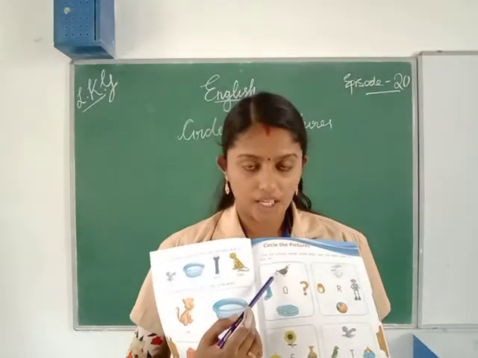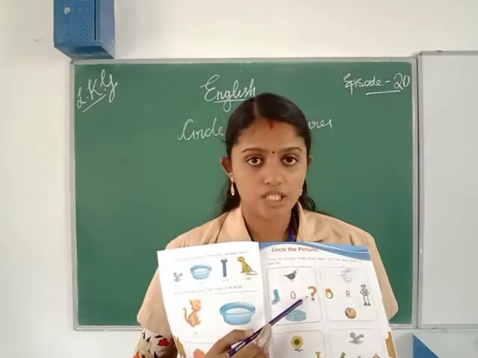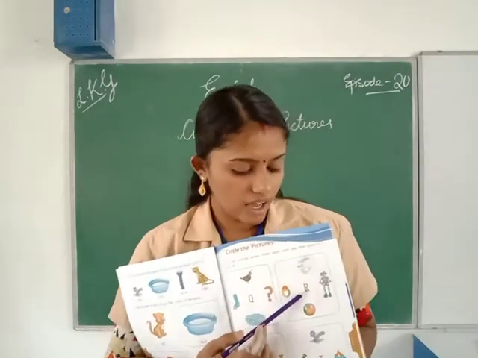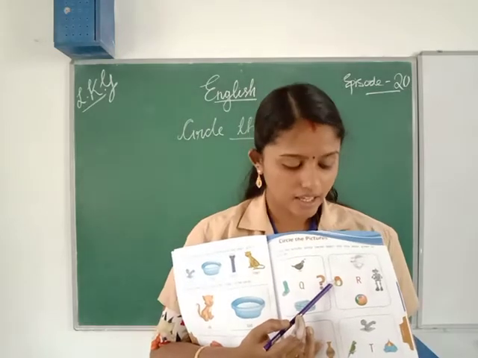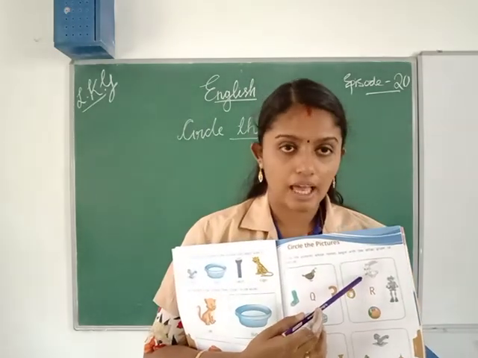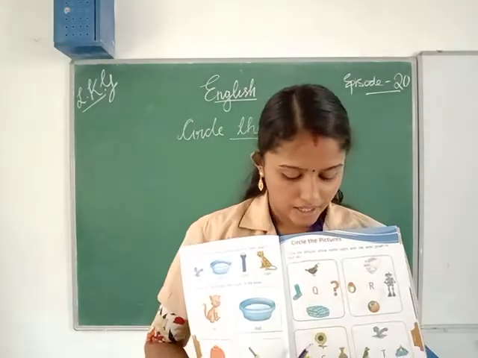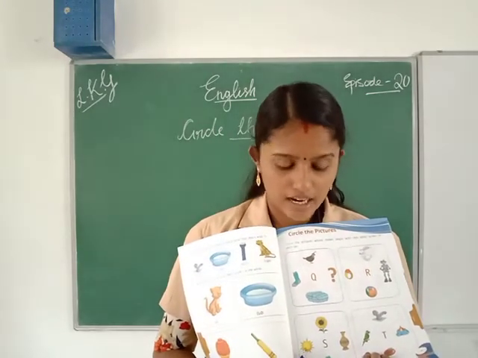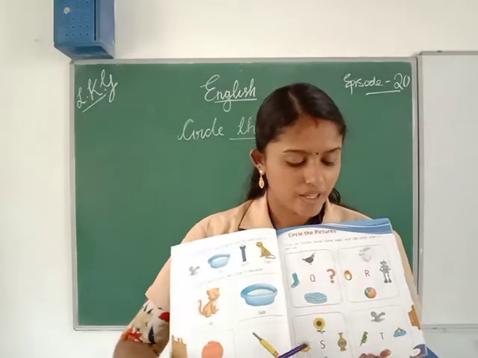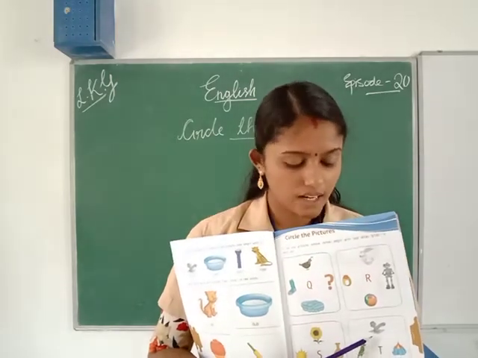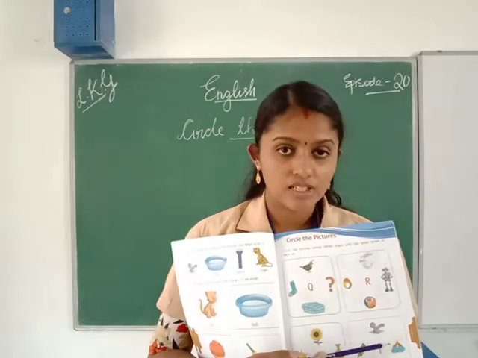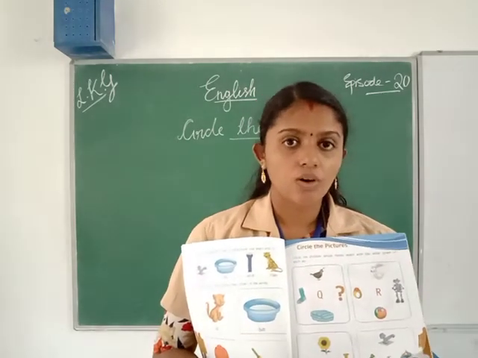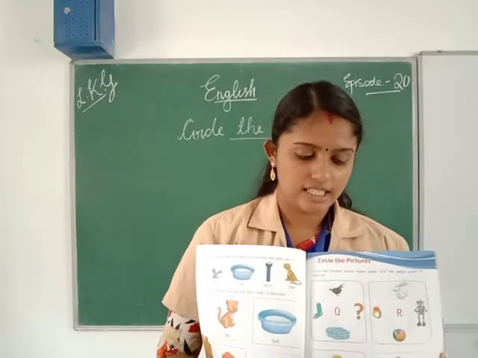First, Q is given. Circle. Quill. Next, question mark. Next, quilt. Here, R is given. Ring. Rabbit. Robot. Here, S is given. Socks. Sun. Sunflower. Next, T is given. Tap. Tent. Tomato. Okay. All of you understood? Yes.